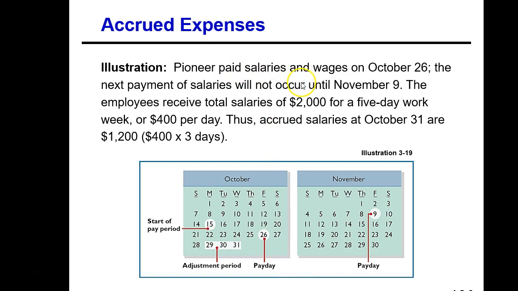One more. Pioneer pays salaries and wages to employees on October 26th. The next payment will not occur until the 9th of November. The employees are paid $2,000 total for a 5-day work week, or $400 per day. So we paid them on October 26th. The accounting period ends October 31st, and they're paid for a 5-day work week. So we owe them for Monday, Tuesday, and Wednesday. We owe them $400 per day. The amount owed will be $1,200 by the end of the accounting period.